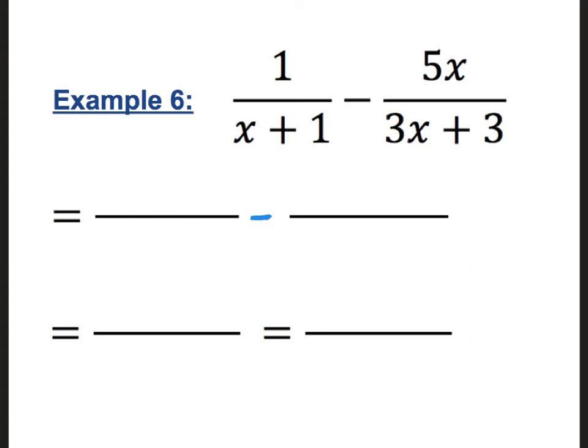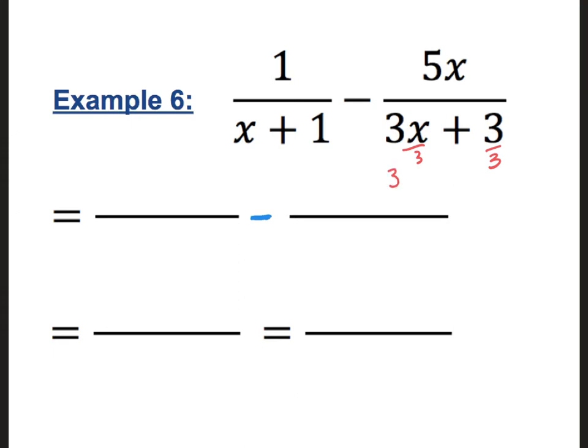All right, for example 6, you have 1 divided by x plus 1 minus 5x divided by 3x plus 3. Let's look at our denominators first. So I noticed that my first one, we have x plus 1. My second one is 3x plus 3. I can't simplify x plus 1, but I can simplify 3x plus 3.